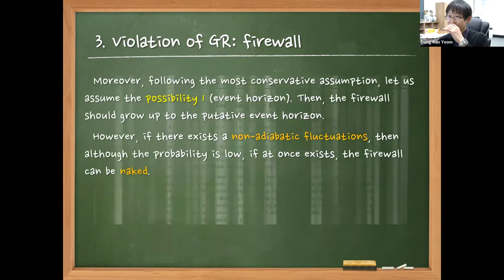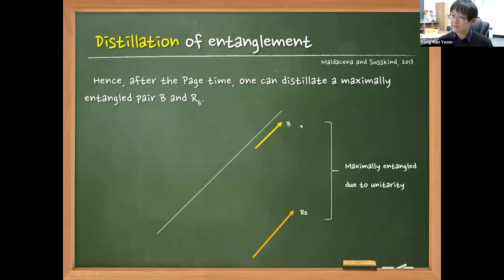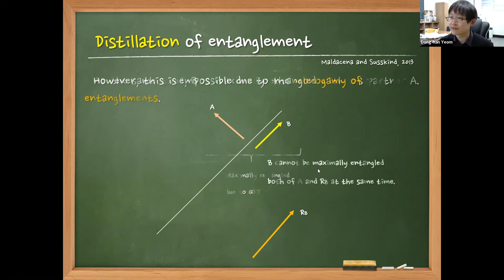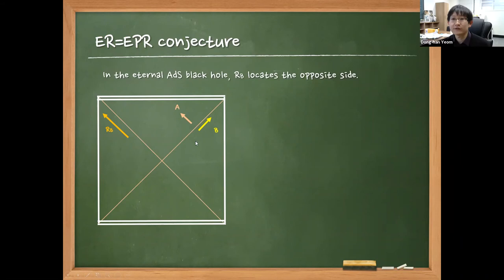So let me explain the ER=EPR conjecture. The point is that this late time Hawking radiation B is maximally entangled with the radiation A before the Page time. And at the same time, this B is maximally entangled with the incoming counterpart, but it is inconsistent in terms of the monogamy of entanglement. So B cannot be maximally entangled with both A and R_B at the same time. So in order to resolve these tensions between entanglements, Maldacena and Susskind considered a little bit different system. In this eternal AdS black hole, now there is no notion of the Page time because there is no complete evaporation of the black hole.